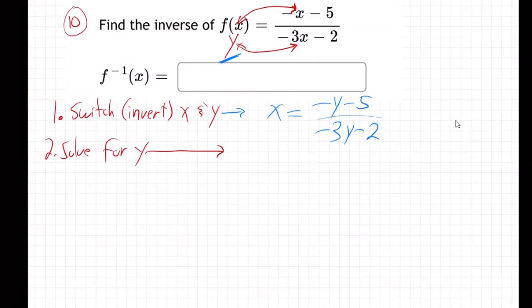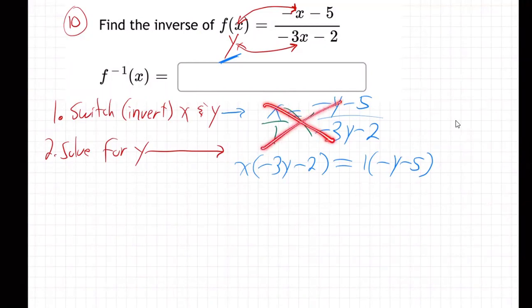Now, this time solving for y is a little more tricky. Why? Because it's in 2 places. So let's put this over 1. Remember, whenever you have a whole number or whole letter interacting with a fraction, put it over 1, make it look like a fraction, and then go diagonal, diagonal. And so what do we get? Minus x times minus 3y minus 2 equals 1 times minus y minus 5. Is that good so far? Diagonal, diagonal.